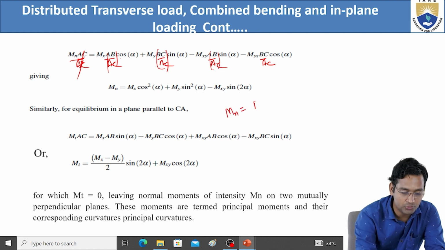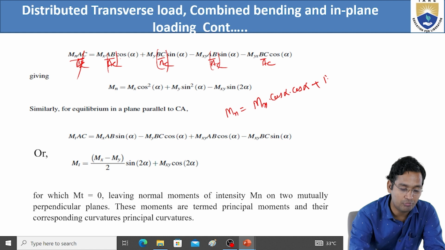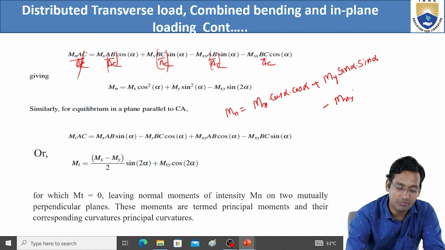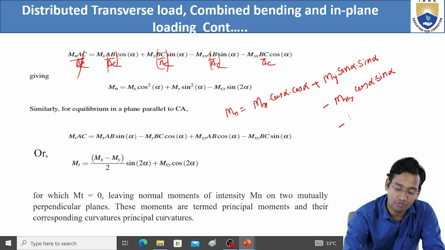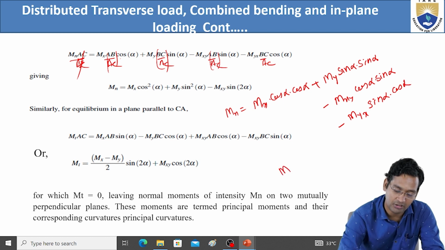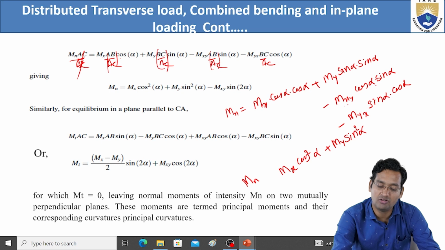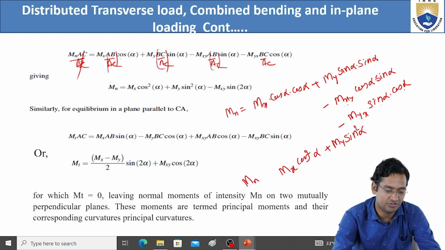So Mn equals Mx, AB by AC is cos alpha, so cos alpha into cos alpha, plus My, BC by AC is sin alpha, so sin alpha into sin alpha. Minus Mxy, AB by AC is cos alpha, so cos alpha into sin alpha. Minus Myx, BC by AC is sin alpha, so sin alpha into cos alpha. This becomes cos square alpha. So from here we can write Mn equals Mx cos square alpha plus My sin square alpha, minus Mxy cos alpha sin alpha, minus Myx sin alpha cos alpha.